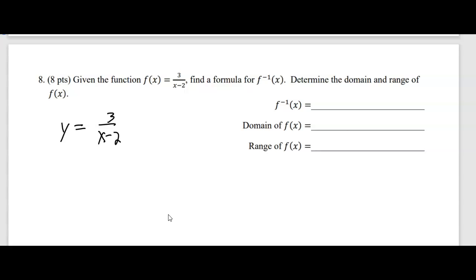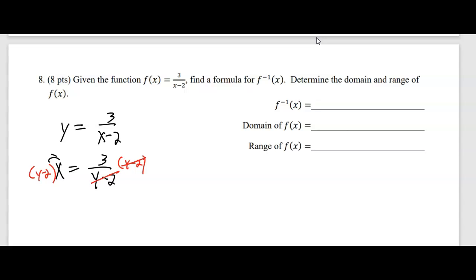Now we have to switch the x's and y's and solve for the new y. You can either solve for the original x and then switch it to make it a y, or switch first, which is what I usually do. So it'd be x equals 3 divided by y minus 2, and then solve for y. This is a rational equation. To solve rational equations, we multiply by the common denominator to get rid of the fraction.